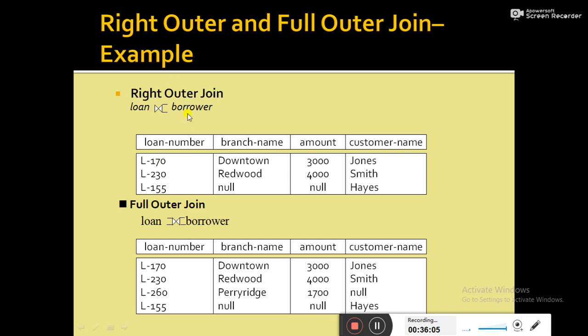After performing the natural join operation, the right outer join selects the tuples from its right side relation. Here the right side relation is borrower. In case of right outer join, it also includes the tuples from the right hand side relation, in this case the borrower, for which there is no corresponding record present in the loan. So it includes that record also.